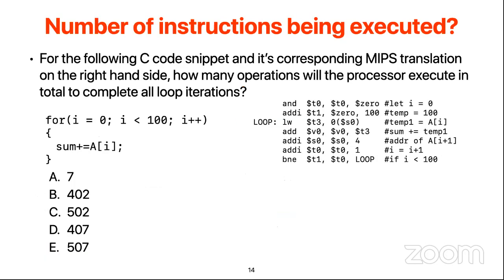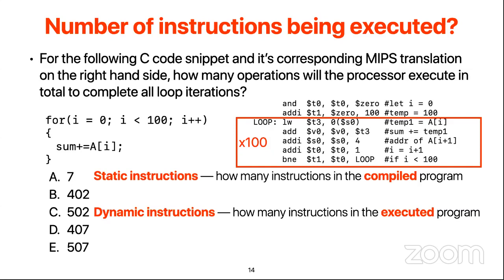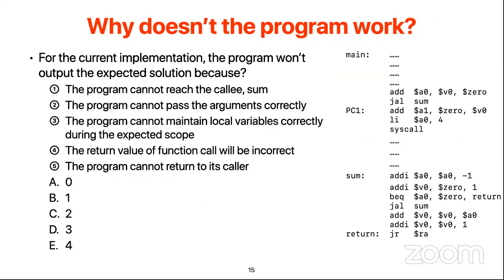All right. So another thing. When we say instructions, sometimes we are asking about dynamic instructions. Sometimes we are asking about static instructions. So here is the definition of static instruction. It's the instruction in a compiled program. And dynamic instructions represent how many instruction instances there are in the executed program, or say the program execution. So these are different concepts.